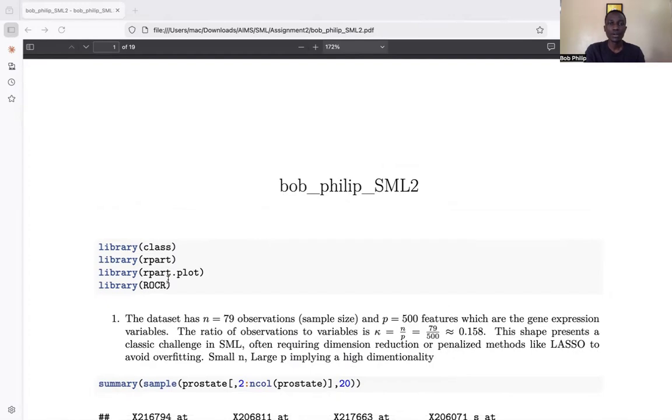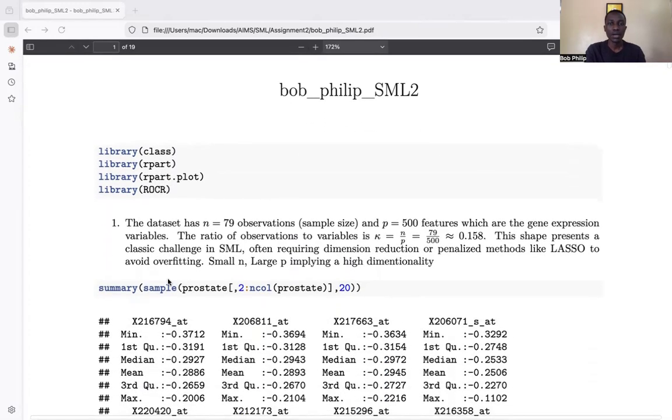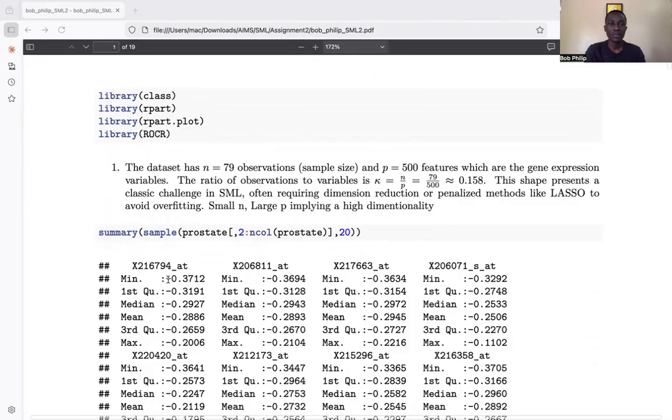This is Bob presenting on SML. This time, we're looking at a very sparse data set of prostate cancer with 500 features and 79 observations.